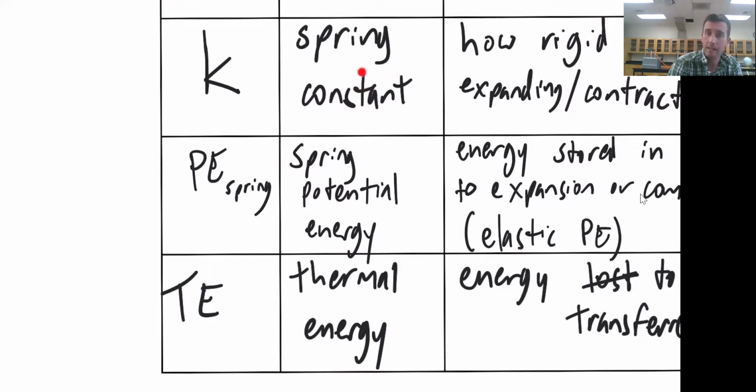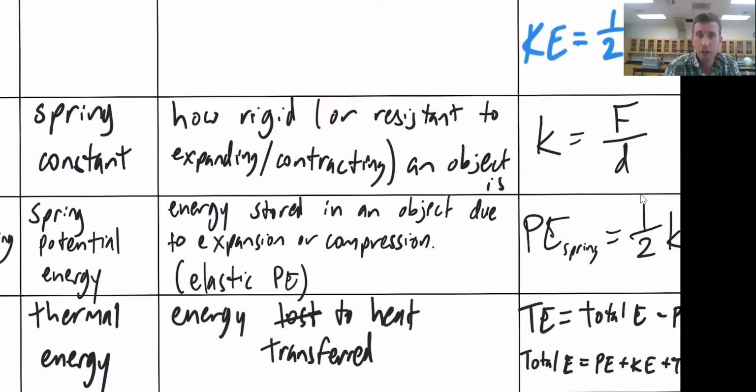So spring constant is abbreviated with the letter K. It's a lowercase k. And the spring constant represents how rigid or how resistant to expanding and contracting an object is. So this rubber band, it expands and contracts pretty easily. It's not very resistant. So it has a spring constant, but it's going to be a relatively small value.